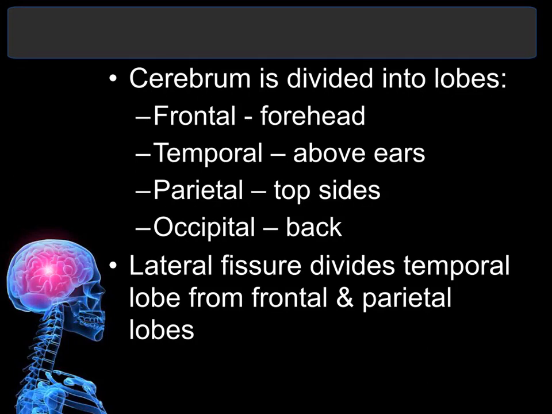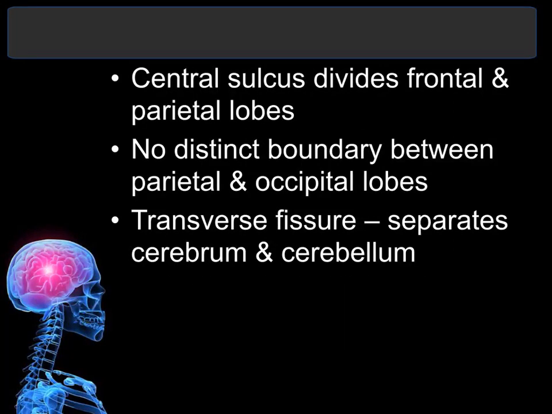The lateral fissure divides the temporal lobe from the frontal and parietal lobe. The central sulcus divides the frontal and the parietal lobe, and there is no major line separating the parietal and occipital lobe. Even the central and the lateral fissure and sulcus are not going to be very definite. Some brains you might see it, some brains you might not. You just need to know what lobes it divides.